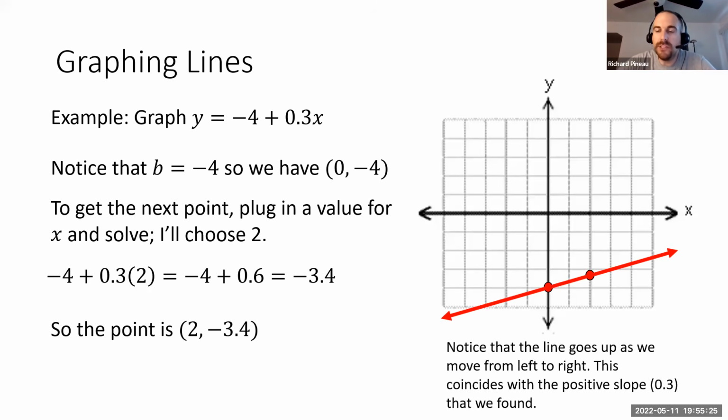Now, what you should notice is that this line goes up as we move left to right. This coincides with the slope of 0.3, which is positive. So this is how I know I've got the right graph, because if the graph was going down and I see a positive slope, then I made some sort of computational mistake. So pretty easy to see in that respect.